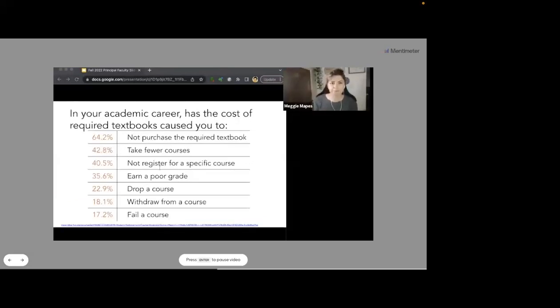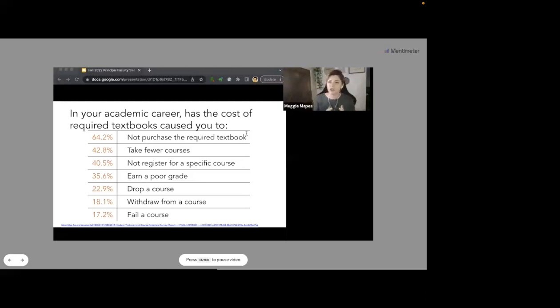the cost is really impacting them. And this is a really, really interesting survey, because during March and April of 2018, more than 21,000 students participated in a student textbook and course materials survey. What that survey asked students was, in your academic career, has the cost of required textbooks caused you to...? And so again, just like we mentioned in the chat, we're probably not surprised by the top 64% of students saying, well, I just didn't purchase the book, or maybe I couldn't take all the classes I wanted. I didn't register for a course. And what the survey is also telling us is that at the bottom, 17% of students have failed a course because they weren't able to afford the cost of that required book, or had to withdraw from the course, drop, or earn a poor grade.